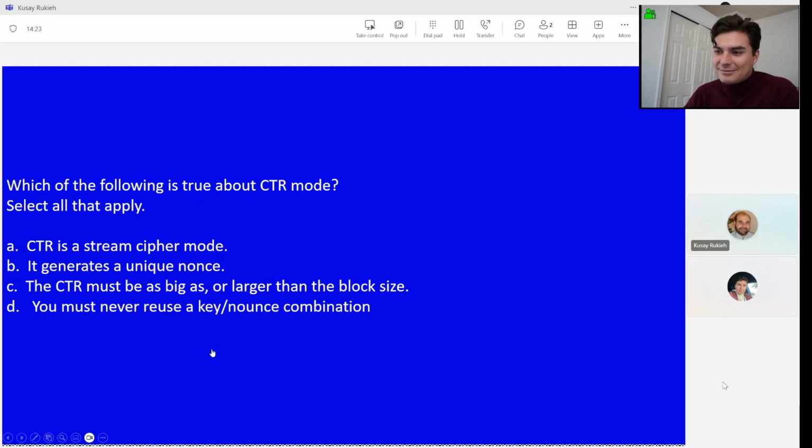Yep, I can give you. So, the first question you ask yourself about CTR: is it a stream cipher or is it a block cipher? It's a stream cipher because it's block to stream. It converts it. Right, exactly. So the end state is stream, as you said. That's right. So A, I'll give you A.